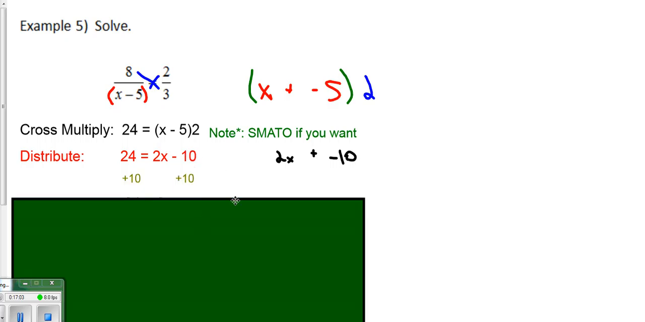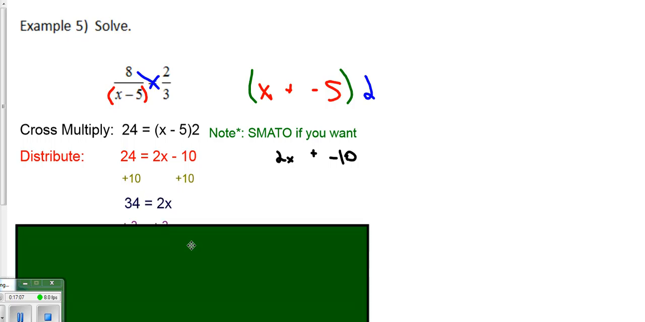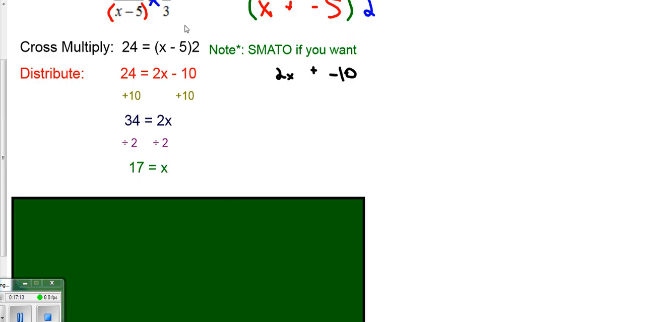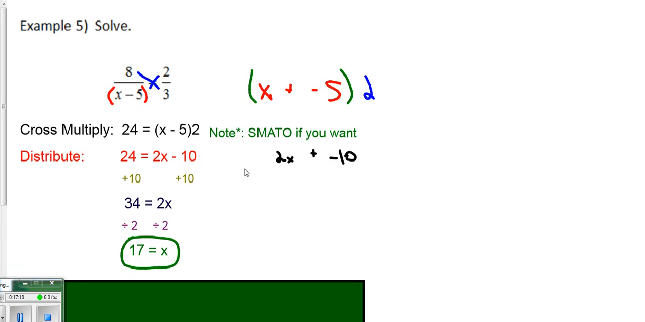We would add 10 to both sides. How do we undo a minus 10? We add 10. So now it says 34 equals 2x. And how do we get rid of that 2 from the x? Well, we divide by 2, and we would get that 17 equals x. And that would be how to solve this proportion.